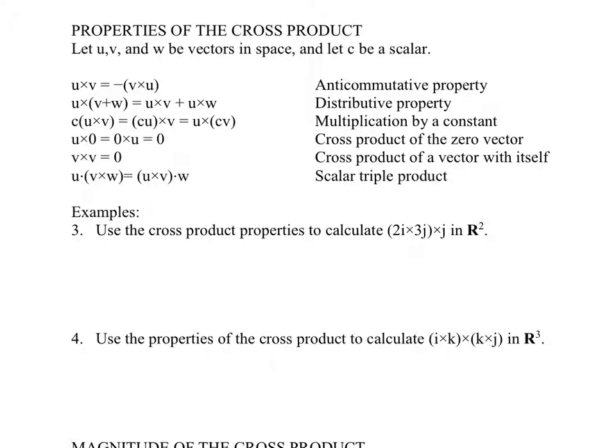So in the first example here, what I could do is pull out, let's say, the 2. Following that idea, because I'm looking at the 2 as being my c value, I could look at this as saying 2 times i cross 3j, cross the j that's already there. But then, using that same property again, I could pull out the 3 and get 2 times 3 with just the i crossing with the j.